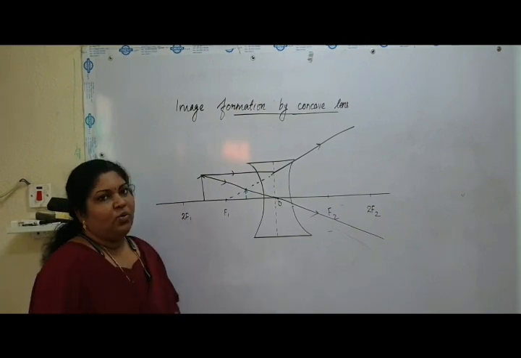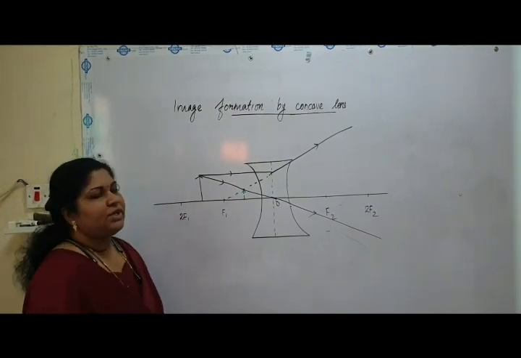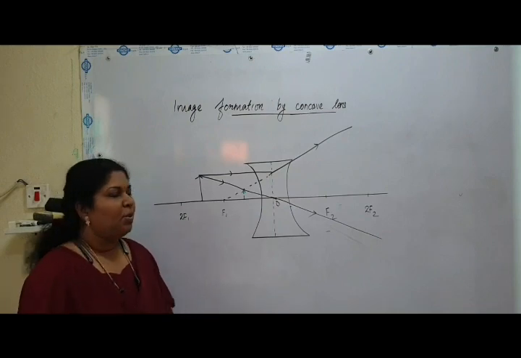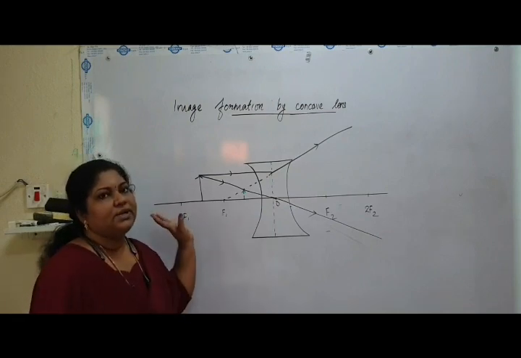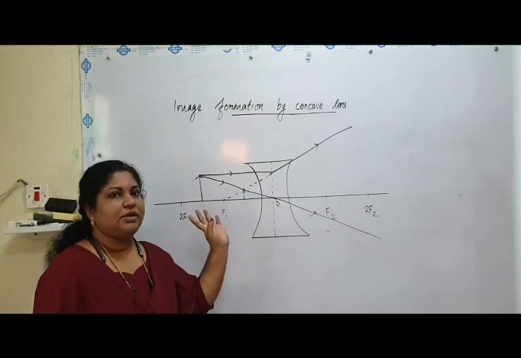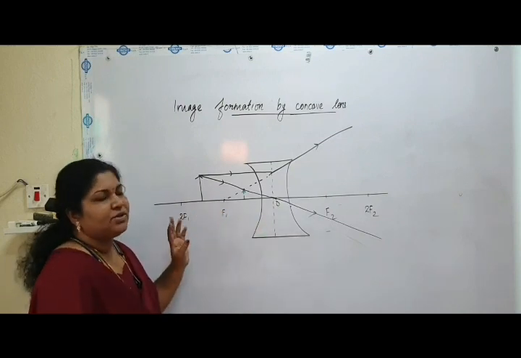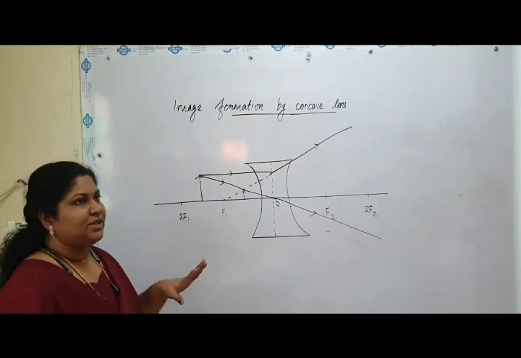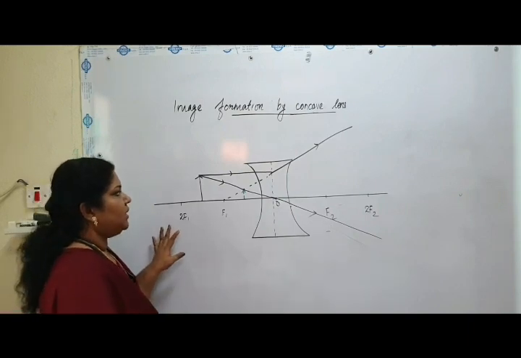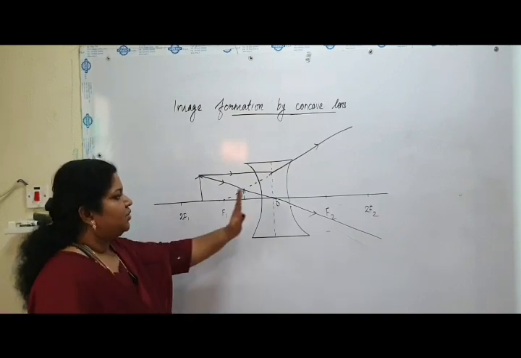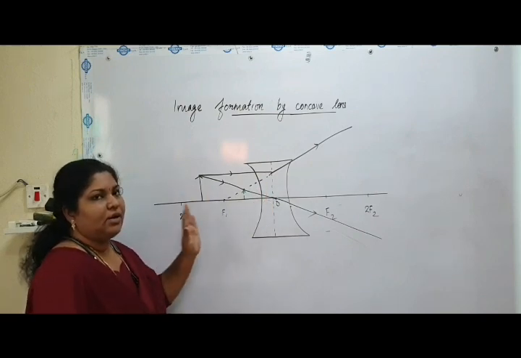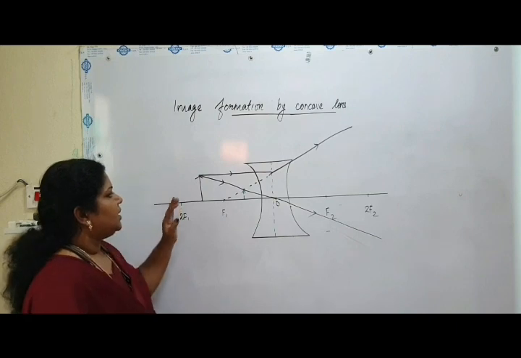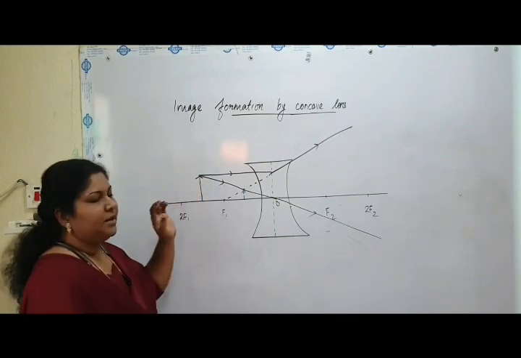Now we are going to see the image formation by a concave lens. For a concave lens, only two diagrams are there. One we have already drawn: the rays which are coming parallel, after refraction, diverge and appear to come from the focus. That is the first one, when the object is kept at infinity. Now we are going to see when the object is between infinity and the optical center of the concave lens, anywhere when you are placing this object. Here you can see I have placed it here.